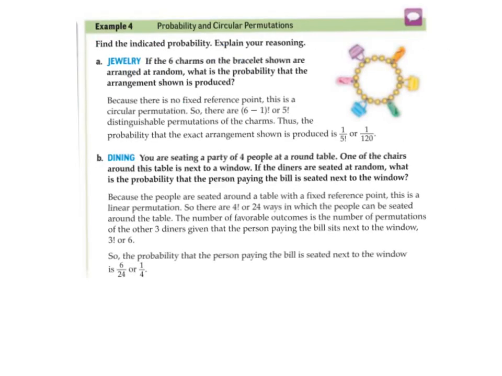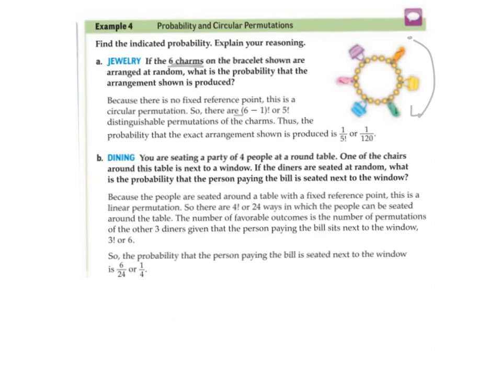Okay, so let's have a look at example 4 when you do circular permutations. It tells you that there are 6 charms on a bracelet, as shown in a circle. Okay, and it needs to be in that order, so taken from no particular point. So if we start from here and work our way around, you've got 5 other permutations.